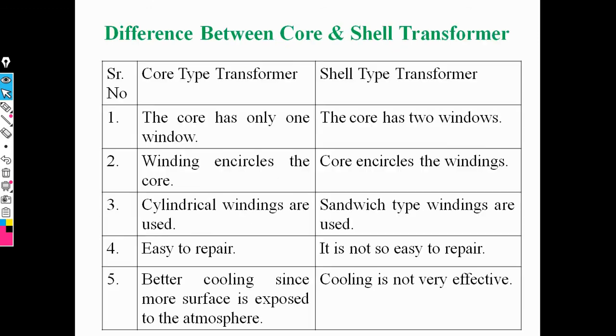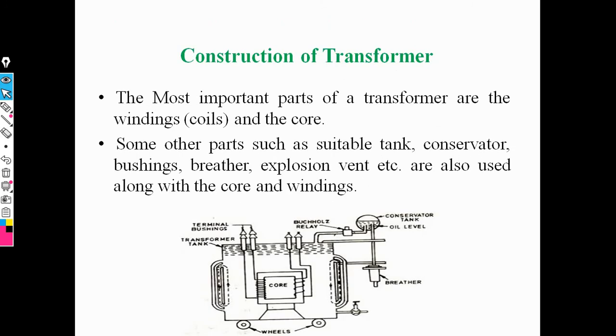Now, the next point is the construction of the transformer. In the construction of the transformer, we have already explained three types: the core type transformer, the shell type transformer and the Berry type transformer. Here is the construction diagram for the single phase core type transformer.